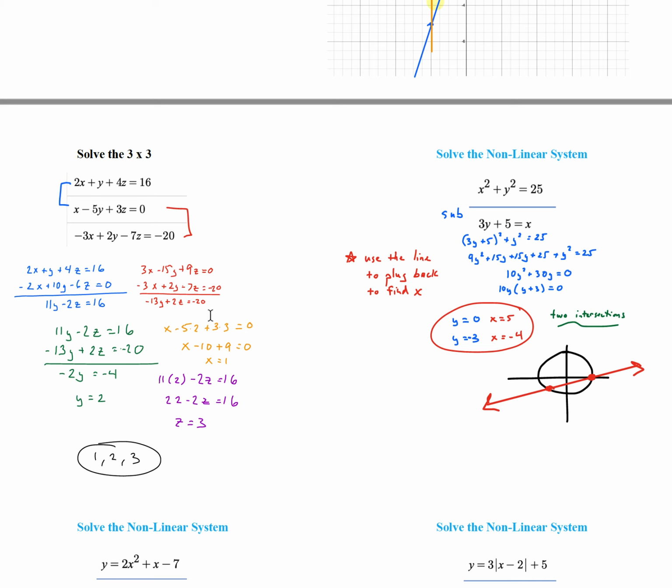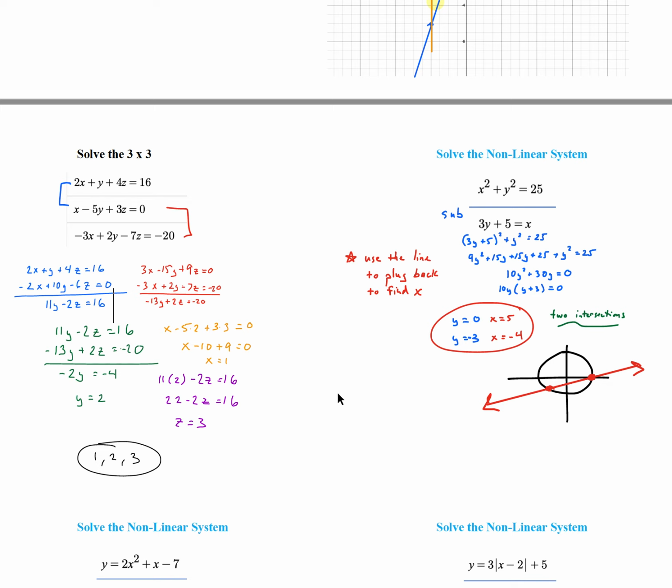Once I know y, I can plug back into the red there or the blue there, and I can get the x value. It looks like I plugged in right. Oh, where did I do that? Looks like I plugged that in right here. I did the purple, and then I did the orange to find x. So y value, x value, z value, so it's 1, 2, 3.